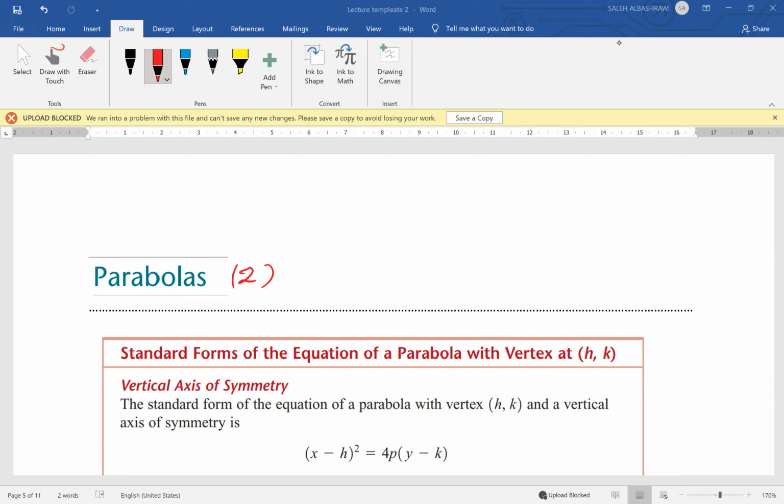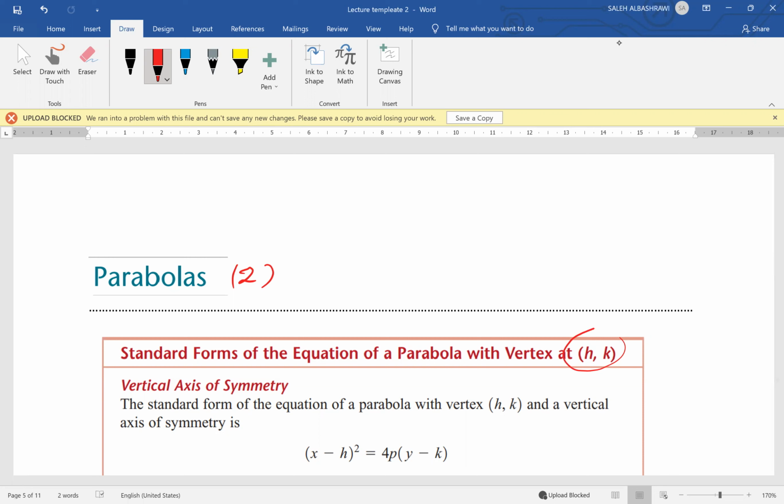In the first part, we defined the parabola as a set of points that are equidistant from a fixed point called the focus and a line called the directrix. We defined the first case when the vertex is 0, 0. In this part, we are going to speak about the general case, if the vertex is h, k. We have two types: a vertical axis of symmetry and a horizontal axis of symmetry for the parabola.